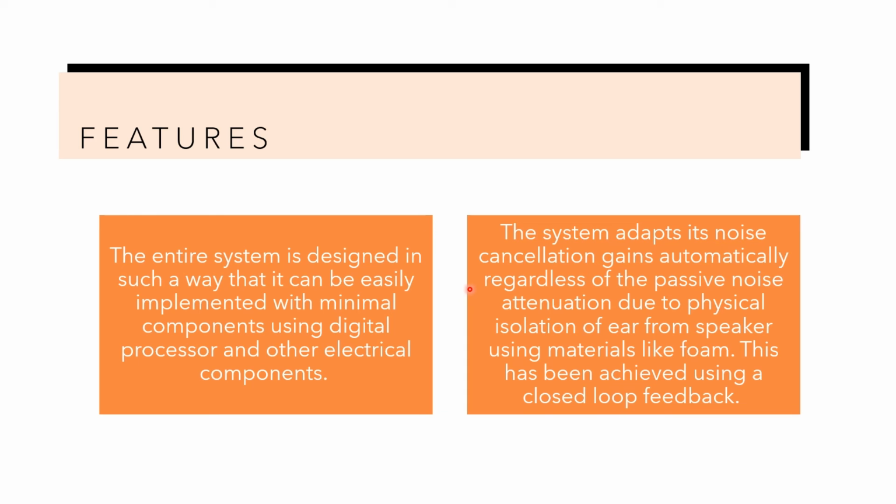As we have seen, regardless of the passive noise attenuation, our system automatically sets its gain in such a way that it is always trying to reduce the error, and the final gains are very close to the original passive noise attenuation gain.